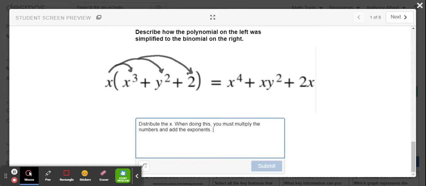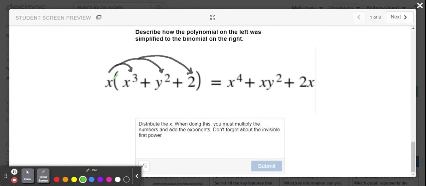I'm going to add this little piece for everyone that's watching and say, don't forget about the invisible first power. And then that's just remember that this right here is an invisible 1. So that's where 1 plus 3 makes 4. X, we don't need to have anything to combine it with here, so they just write next to each other. X times y squared, invisible 1 there, right? And then 2 times x is 2x with the invisible 1 there as well.